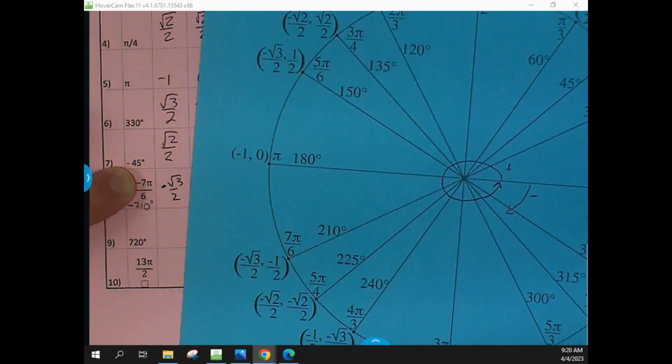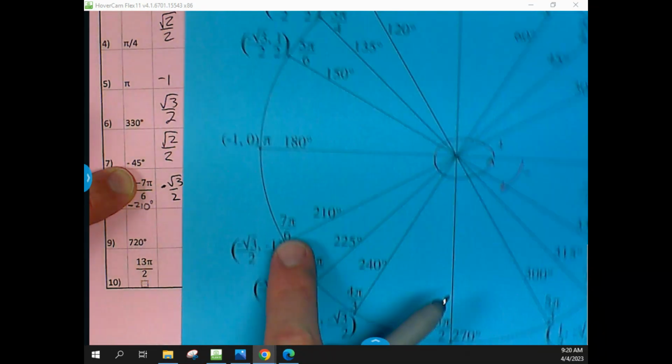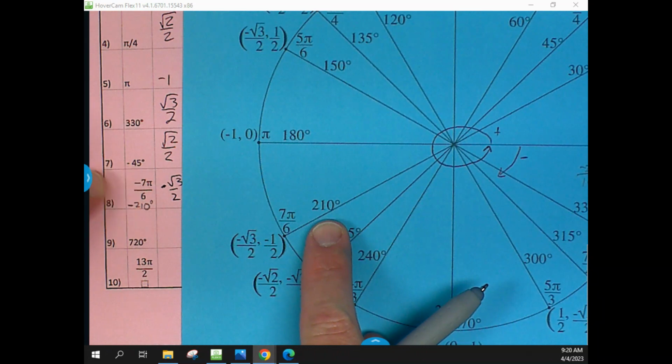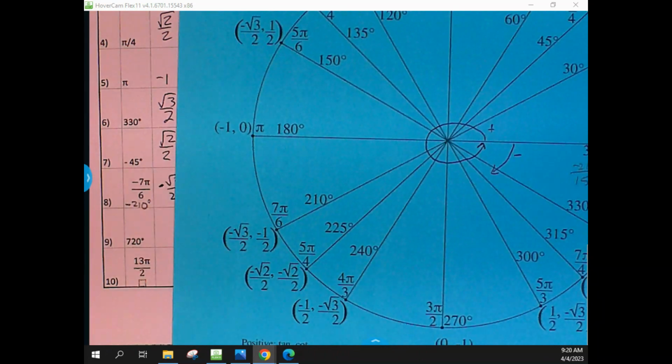Everybody okay with the negatives? Okay. If this was just 7 pi over 6, 7 pi over 6 is basically the same thing as 210. So if it's negative, you just make it negative. Everybody all right with that one?